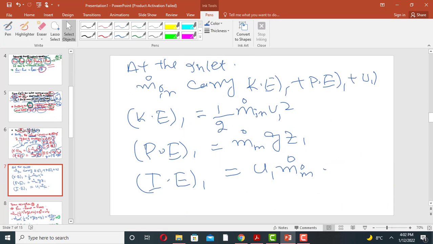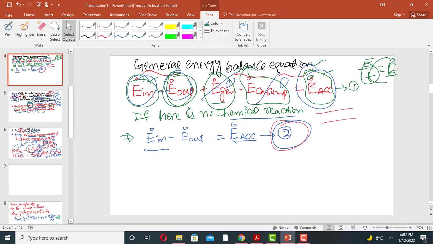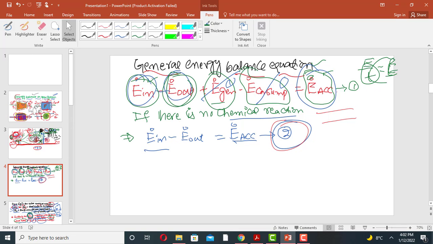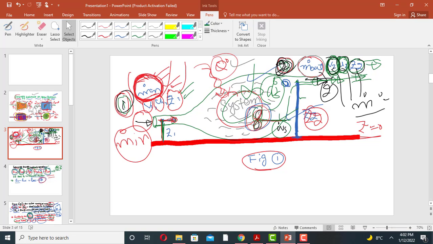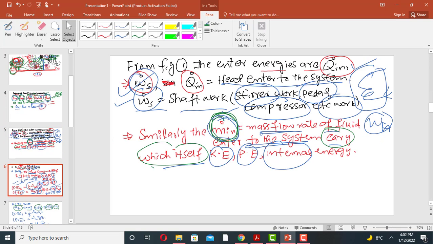So at the inlet, similarly, we have already discussed that the mass flow rate carries kinetic energy at point number 1, potential energy at point number 1, and internal energy at point number 1. As we already discussed, at this point number 1, the mass flow rate carries three types of energy: kinetic, internal, and potential energy.